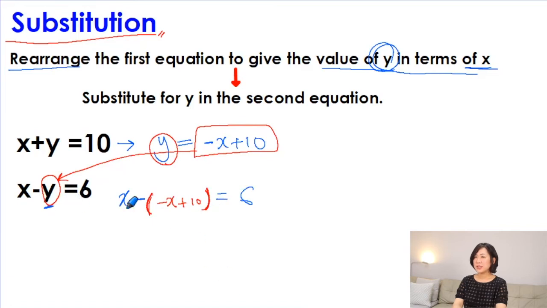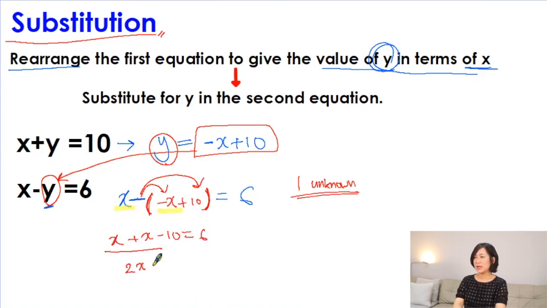Then let's expand our bracket. Now we've got a new equation. Have a look at it. It has only one variable. Since we had two variables, we couldn't find the answer, but having one variable is the aim of substitution. So let's expand our bracket. So x plus x minus 10 gives us 6. Then we've got 2x equals plus 10, which gives you 16. So your x is 8.